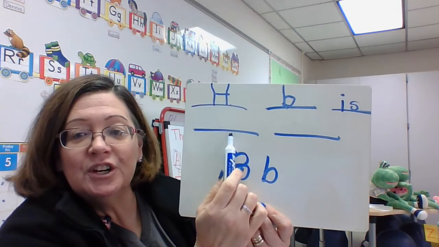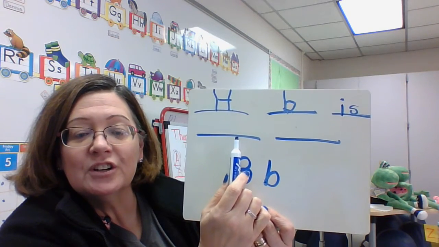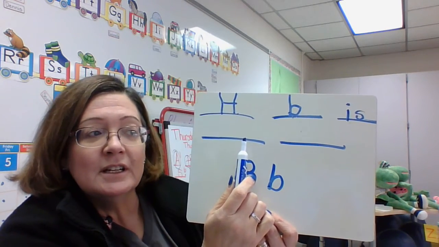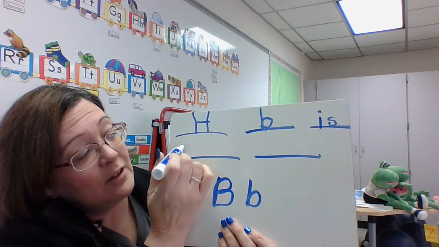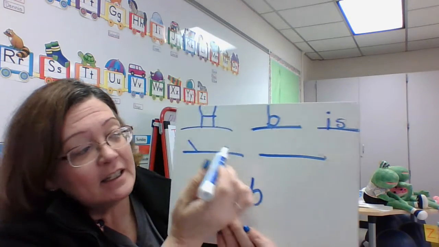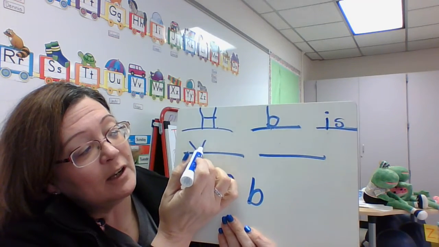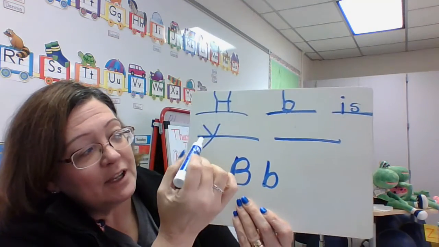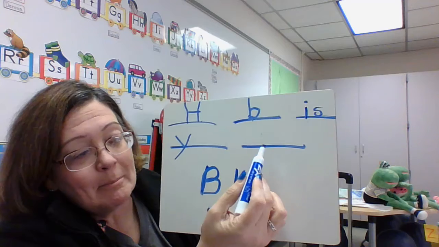Your. Make it with me. Y. That would be a Y. A Y. You slant it, and then you go and you come down, and you go underneath the line. That's a Y.